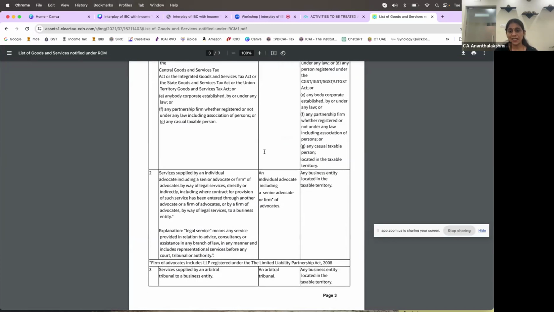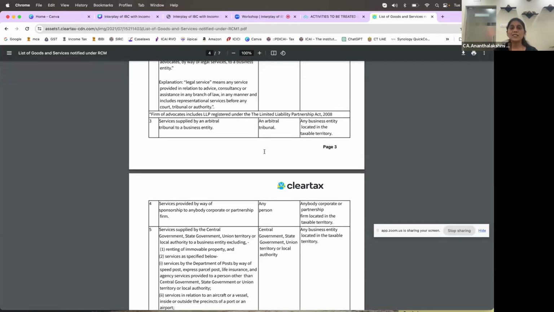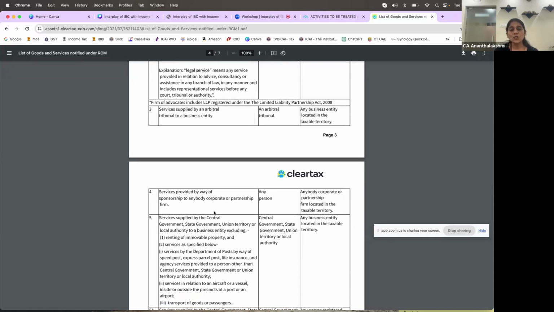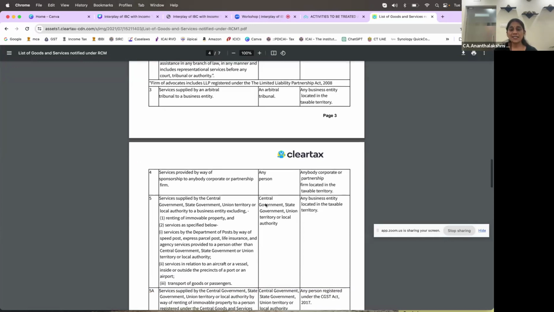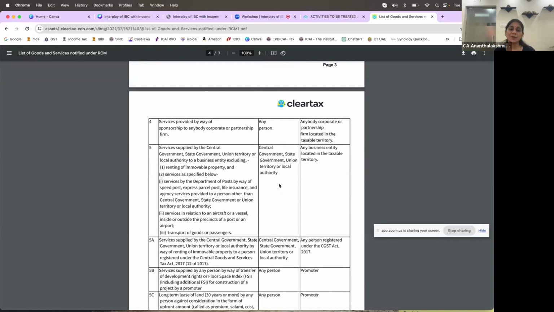Then the second RCM category is advocate or senior advocate: when they provide any legal services, we have to pay RCM. Similar to advocates, there are arbitral services, which we generally will not do at an RP level. Then sponsorship, which is also generally for the IP category, because when we are starving for funds, we will not go for sponsorship. Then the next category is central government, state government, local authority: if you are using a rental property of the central government, state government or local authority, we have to pay rent on an RCM basis.